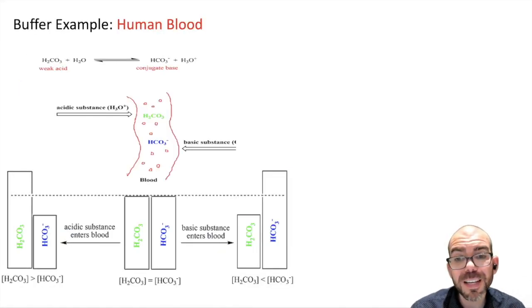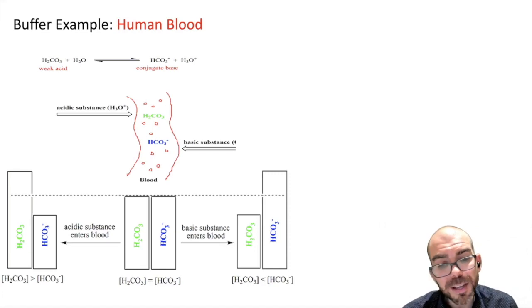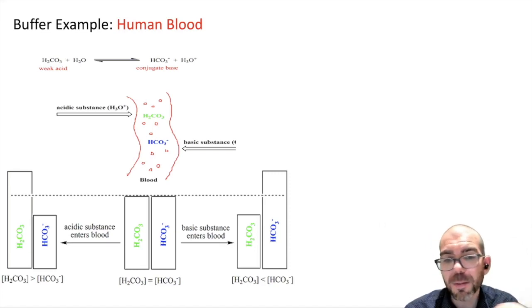A great example of this is human blood. Human blood is slightly basic. We are all slightly basic on the inside. Your blood remains basic even though you eat acidic and basic substances because any change in the environmental pH is met by that buffer solution.